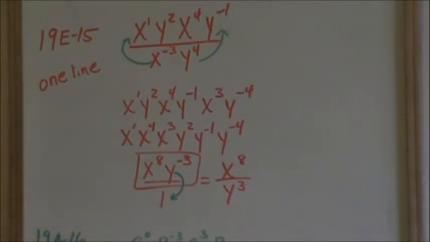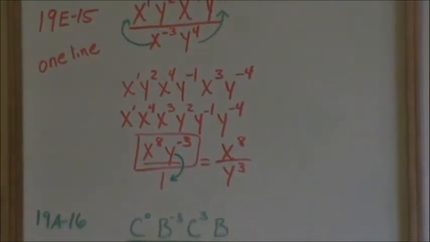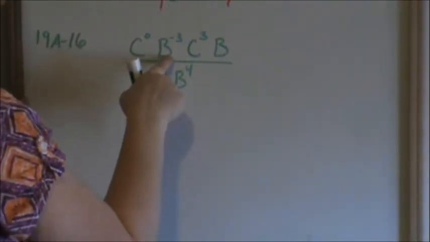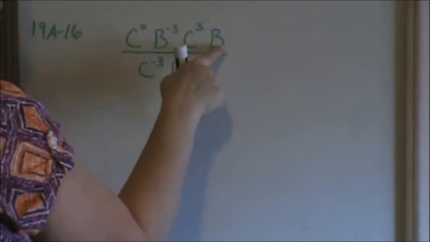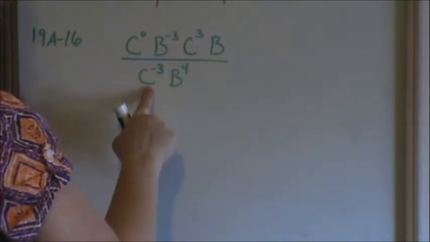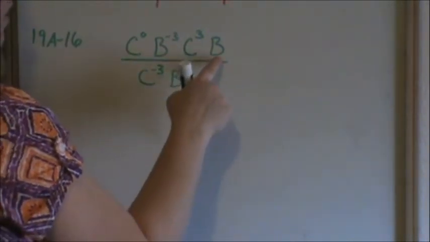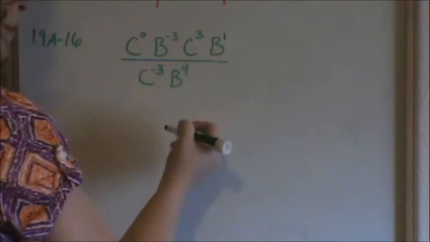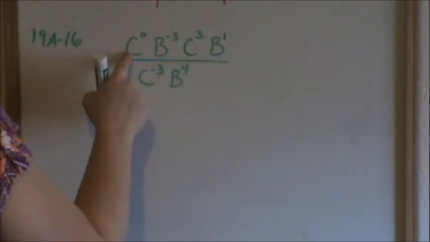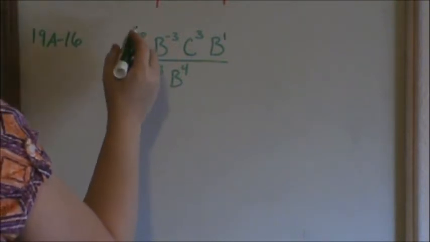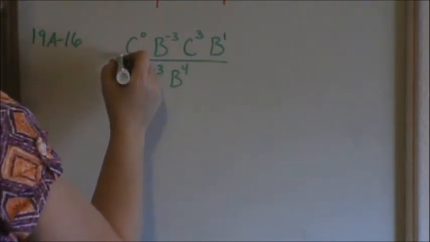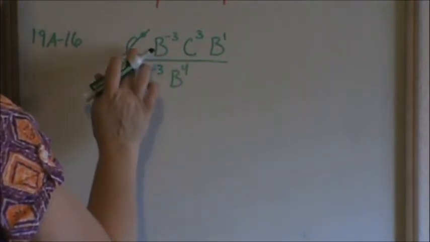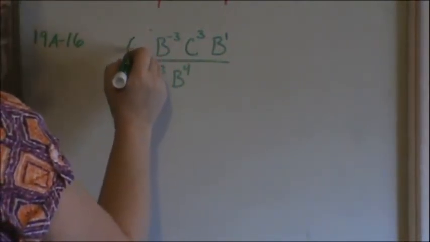Now moving on to 19A, number 16. As I'm looking here, I have c to the 0 times b to the negative 3 times c cubed times b all over c to the negative 3 times b to the fourth. What exponent is on this b? A 1. What does c to the 0 equal? 1. Anything to the 0 power equals 1. So this can be replaced with a 1.